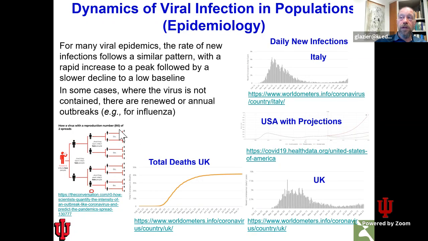And there's already in this graph that I grabbed from the web, this mention of reproduction number, which is the average number of uninfected people that an infected person infects. And we'll come back to that quite a bit as we work through the class today.